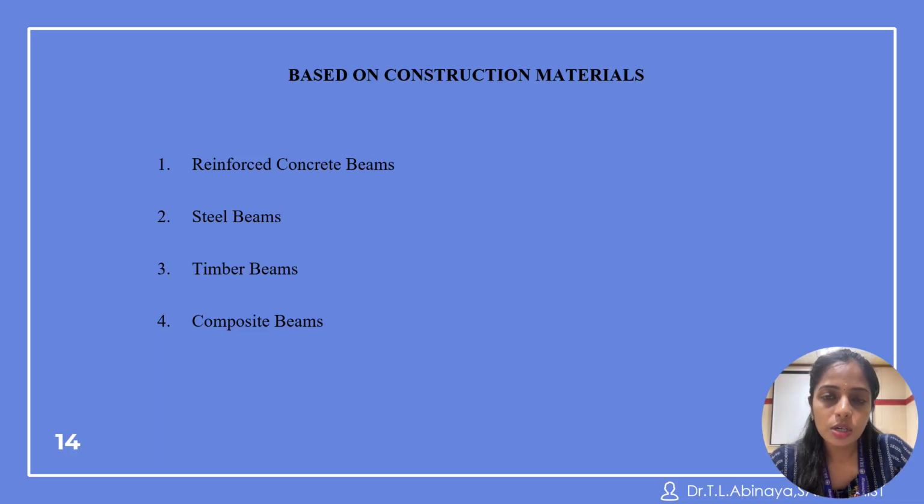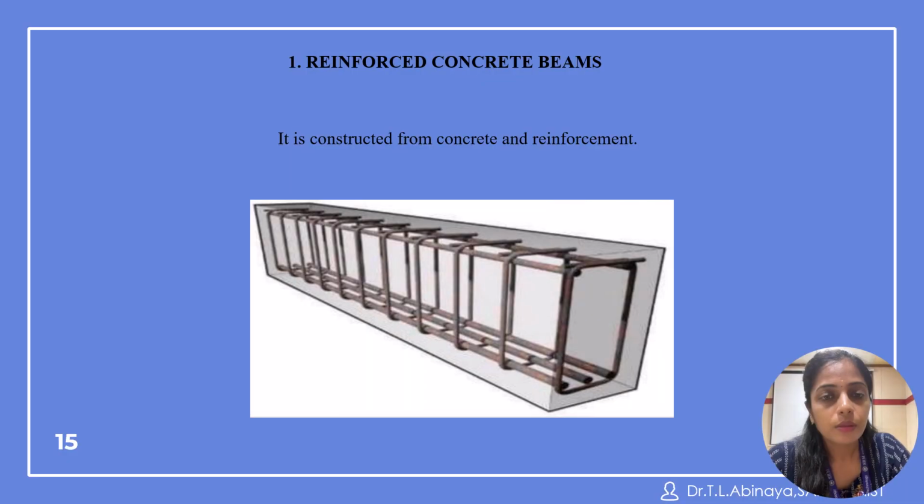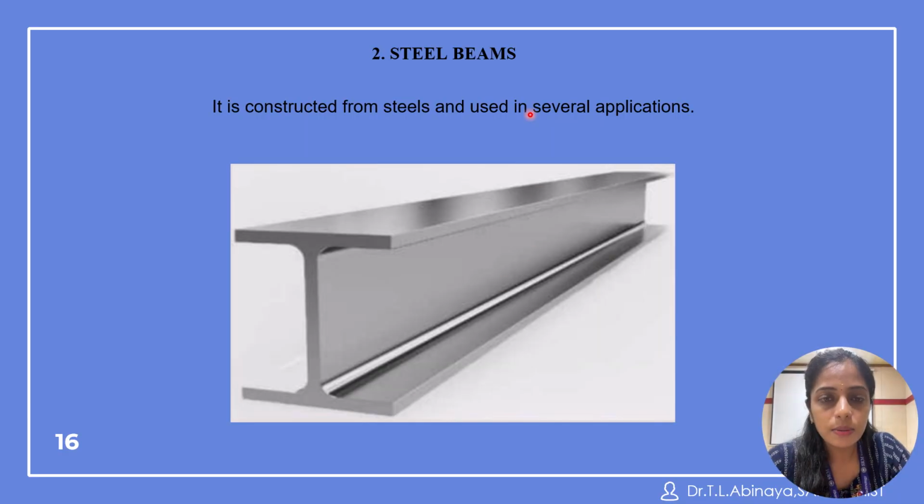Based on the construction material, beams can be constructed as a reinforced concrete beam, steel beam, timber beam, and composite beam. Usually the beam is made using reinforced concrete, for RCC and RCC folded plate structures and so on. A reinforced concrete beam is constructed from concrete and reinforcement. You can see the steel rods have been connected and stirrups have been used to tie everything together. And this is the steel beam, where a single solid steel plate is used.